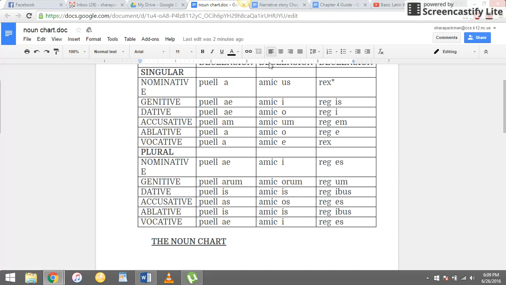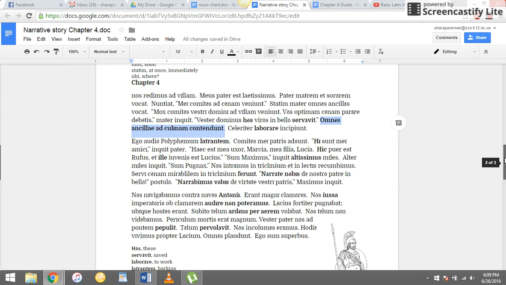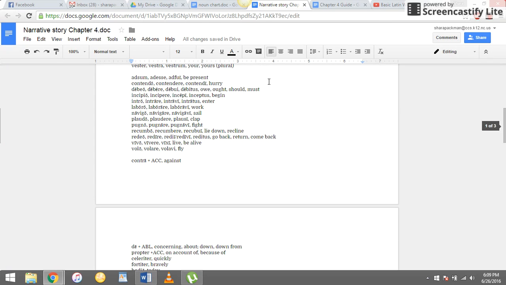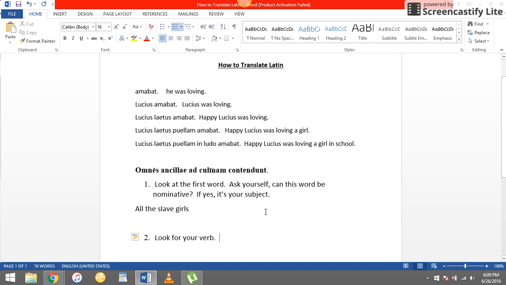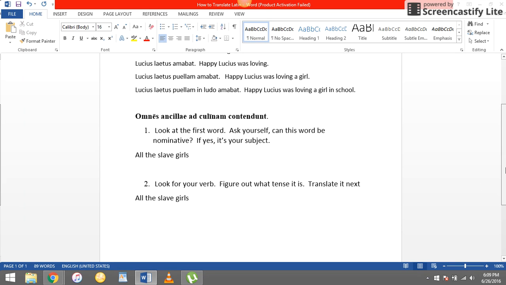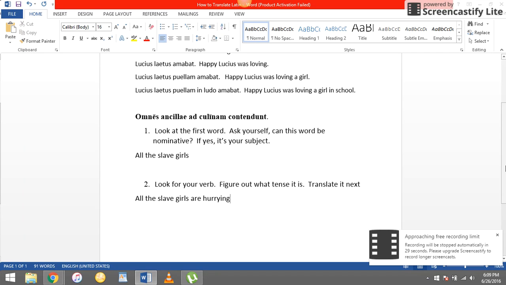So go to your vocab, and we can just go to the story, and let's see if it's in the story vocab. Here it is. Contendo, contendere means to hurry. So we're going to go back here, and now we're going to look at what tense it is. Figure out what tense it is. Translate it next. So we have all the slave girls. And what tense is contendunt? It does not have a ba, so it must be present. Are hurrying. Or you could say hurry. I'll pick this up in the next video in just a second.